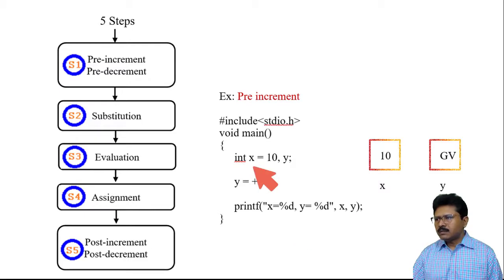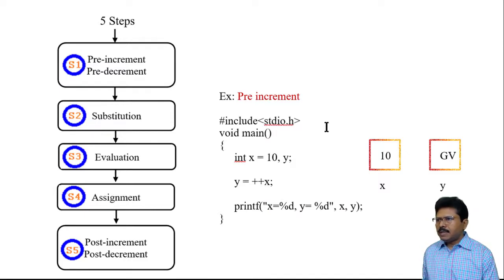When the first instruction int x is equal to 10, comma y is executed, memory will be allocated for the variables x and y. The value 10 will be stored in x and the value of y will be a garbage value. Now when y is equal to ++x is executed, as a modify operator is here, it will calculate following these 5 steps.